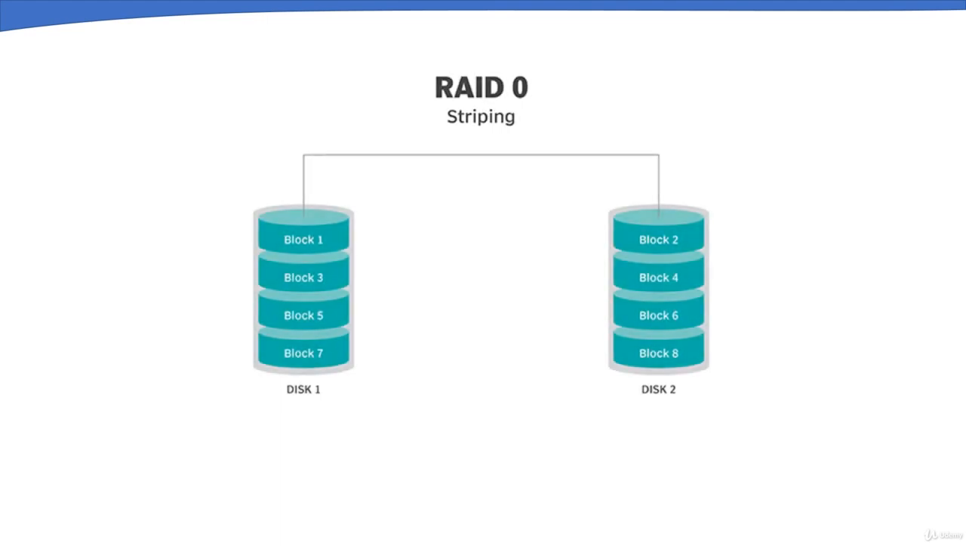RAID 0 or striping method. In RAID 0, data are split up into blocks that get written across all the drives in the array. As shown here, data block 1 is written across disk 1, while data block 2 is written across disk 2, and in the same way other data blocks are written over the 2 disks.